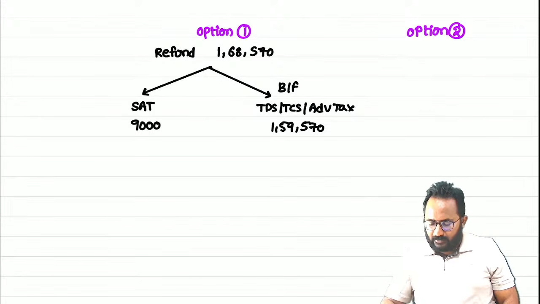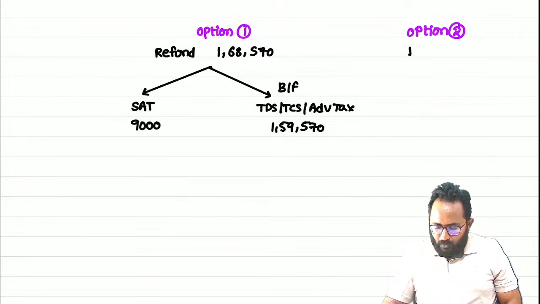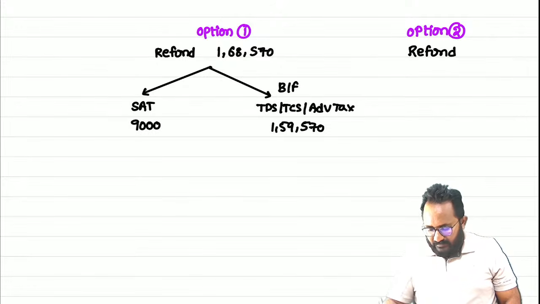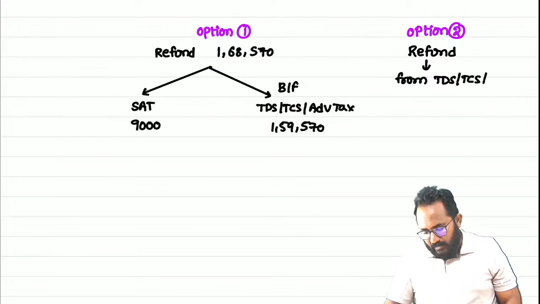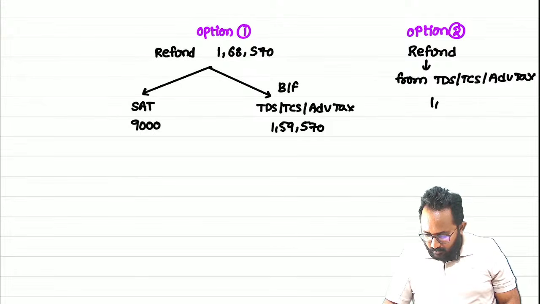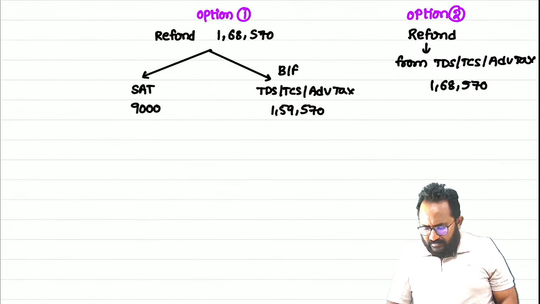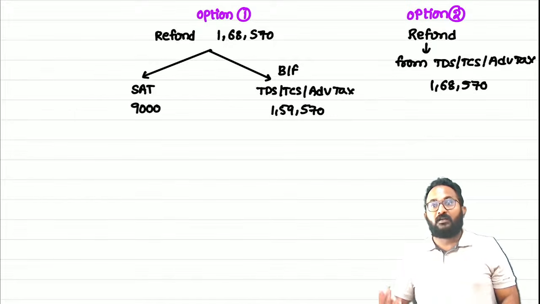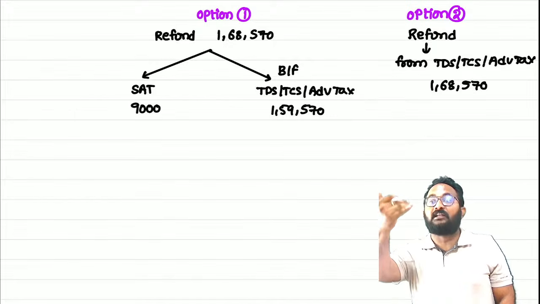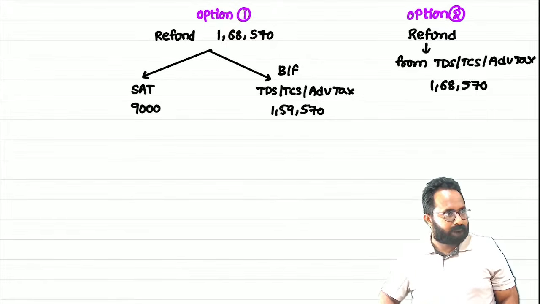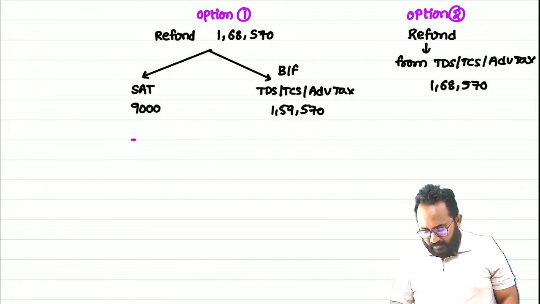Now, second option, we are getting the entire amount of refund from TDS, TCS or advance tax. Other than this, is there any permutation possible? Not possible. So that's why we'll calculate the interest under both the options. Which option is giving the higher interest, that is only what the department will pay to us. Which option is giving the more interest, that only.